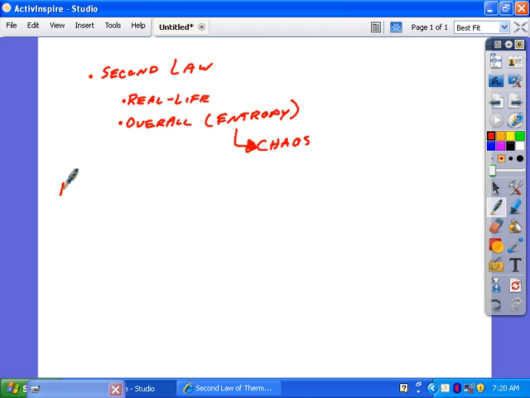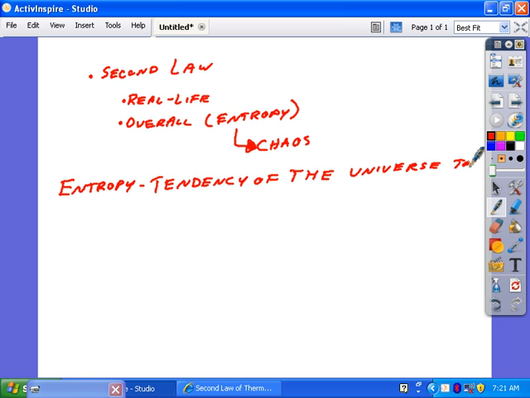Okay, with entropy is basically the tendency of the universe to move toward disorder. All right. Now, that's kind of the basics of the basics there.